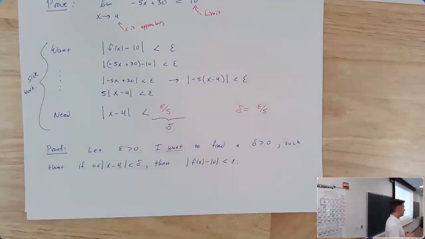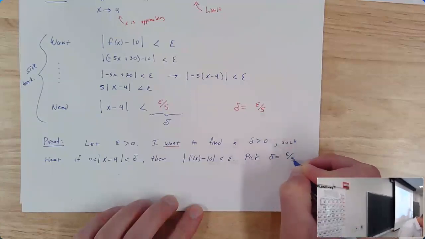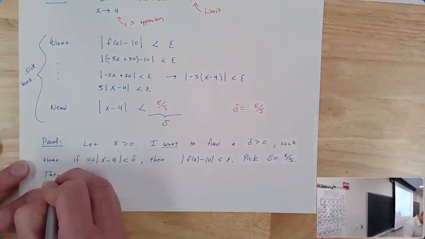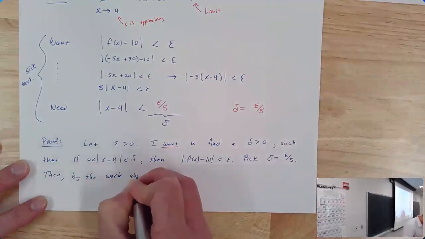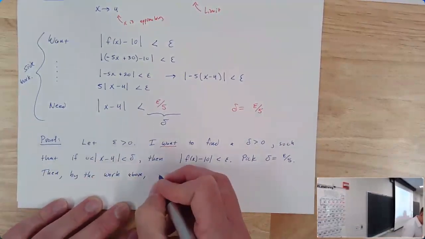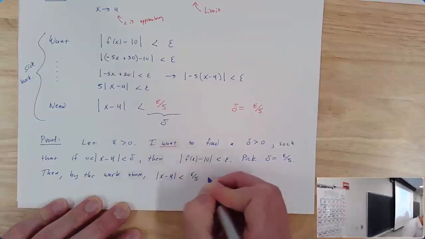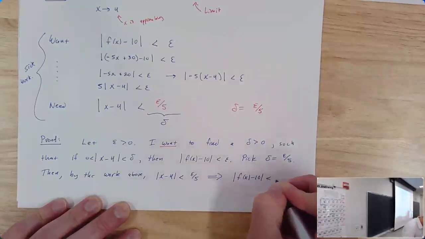Now I'm going to tell you what it is. We found delta. It's epsilon over 5. So we're going to pick or choose, either word's fine there, delta equal to epsilon over 5. And then here's the light version of the proof. Then, by the work above, if you like, it is not unclear that the absolute value of x minus 4 being less than epsilon over 5 eventually leads to the absolute value of f of x minus 10 being less than epsilon.